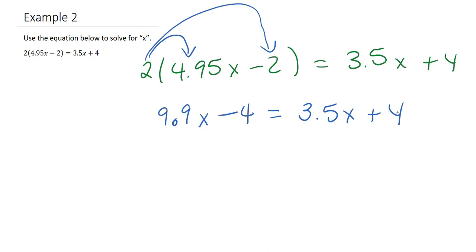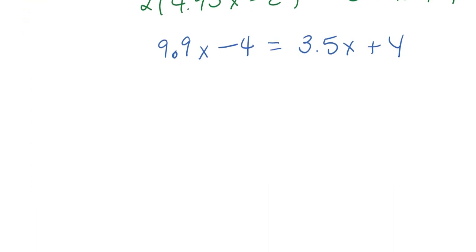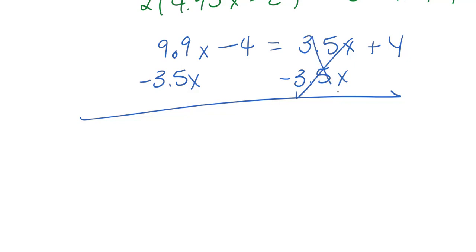Now, let's start moving our variables to one side. So we're going to subtract 3.5x from both sides. This just becomes 0 on the one-hand side. 9.9 minus 3.5. Well, 9 minus 5 is 4. 9 minus 3 is 6. Keep the decimal. So then we have 6.4x minus 4. Oh, there's an x there.